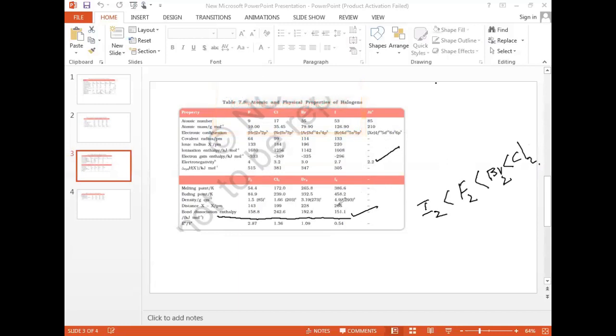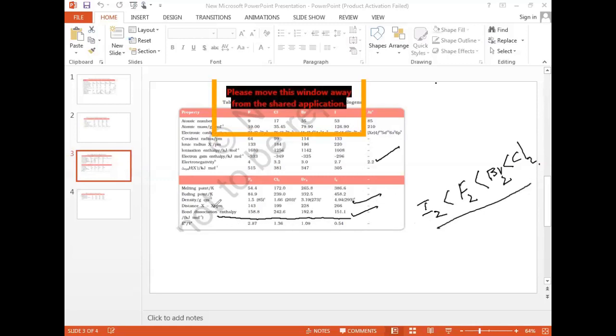Generally density is increasing, no need to worry much about this. Generally bond dissociation enthalpies decrease, but it is not regular. This we can see like this. Even if you see the boiling points, the boiling points increase, the melting points also increase. The trend is like, we can write F2 less than Cl2 less than Br2 less than I2.